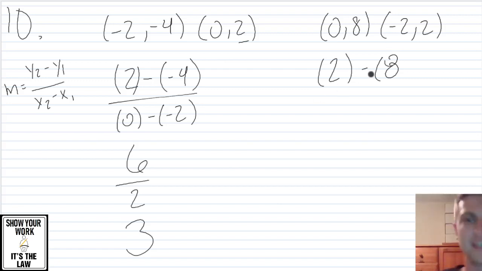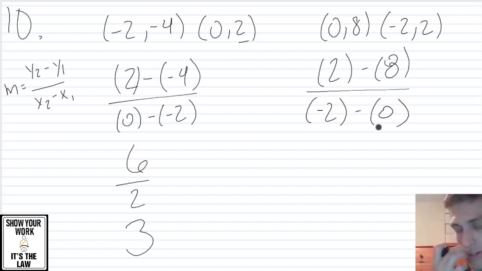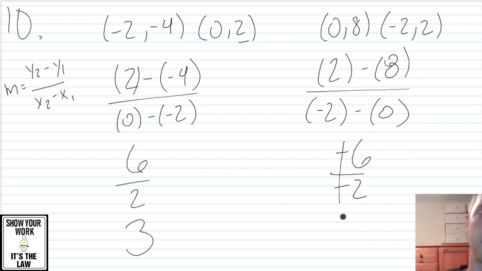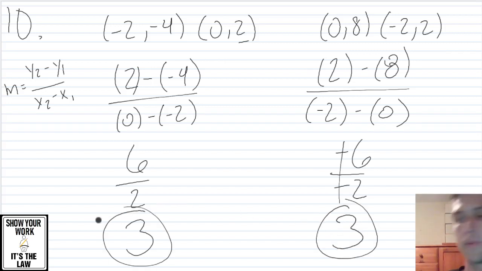Moving on. So, x2 is our -2, and x1 is our 0. 2 minus 8 is -6. -2 minus 0 is -2. -6 divided by -2, the negatives cancel. 6 divided by 2 is 3. Look at that. Same slope, meaning these two lines are parallel.